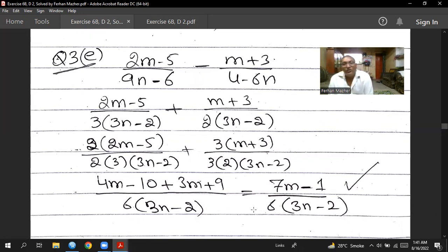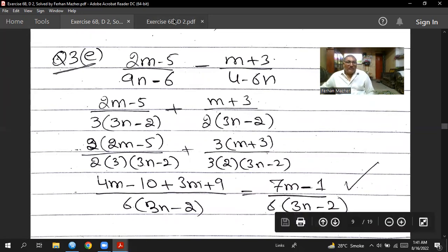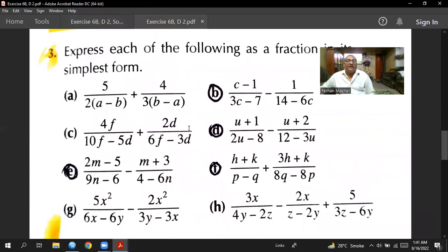You can pause the video and take your time. And this is how you will do this question. So that was question number 3, its E part. The next question is question number 3, its F part. You have (h plus k) divided by (p minus q) plus (3h plus k) divided by (8q minus 8p).